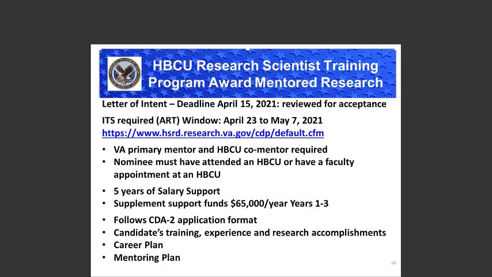The nominee has to have attended an HBCU or have a faculty appointment at an HBCU. We offer 5 years of salary support and supplemental support, and it follows the CDA-2 application format. Again, like the other CDA that I just discussed, it will require the candidate's training, experience, and research accomplishments, and the career plan and mentoring plan.